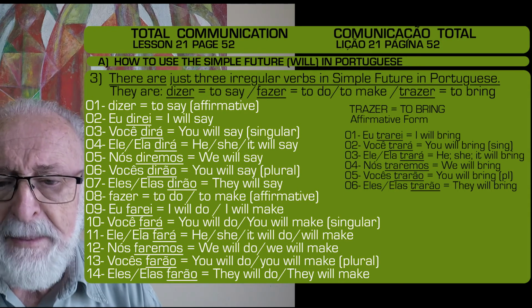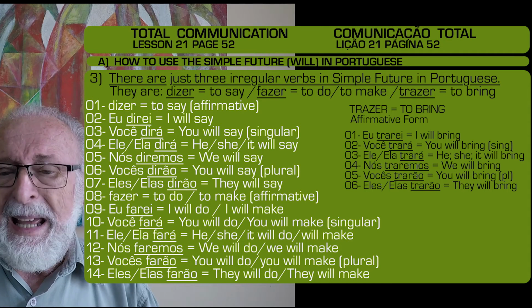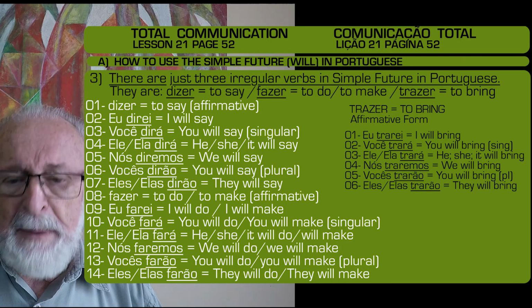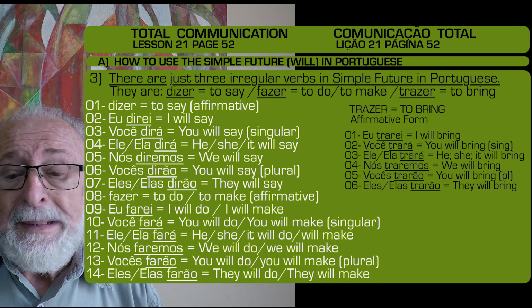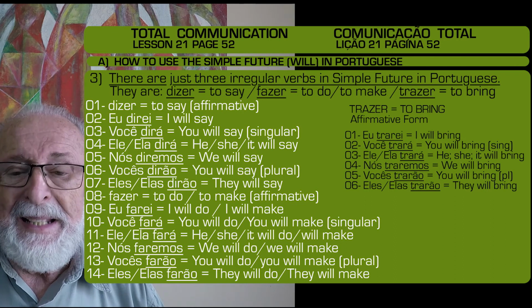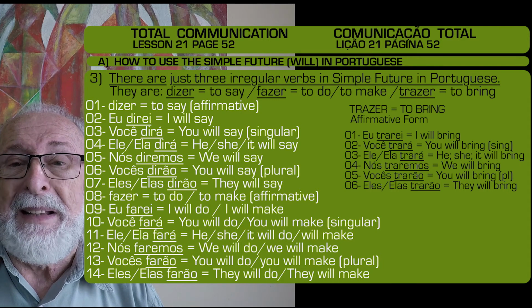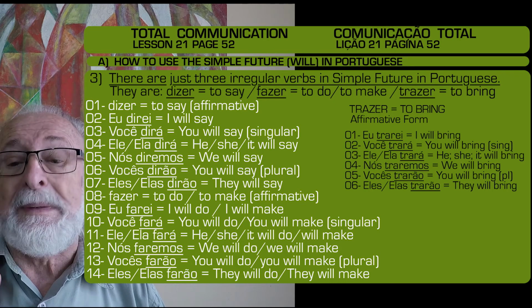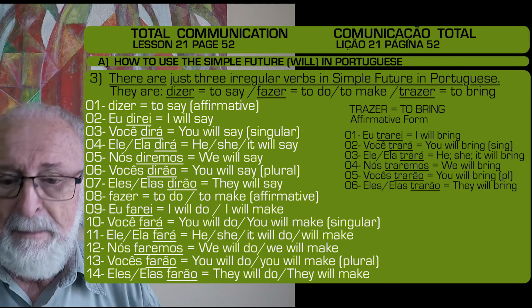Well, on your right, we have the verb trazer. It's in black. Trazer means to bring. Affirmative form. Then I put there, eu trarei. You have to say trarei, not trazerei. Eu trarei, I will bring.